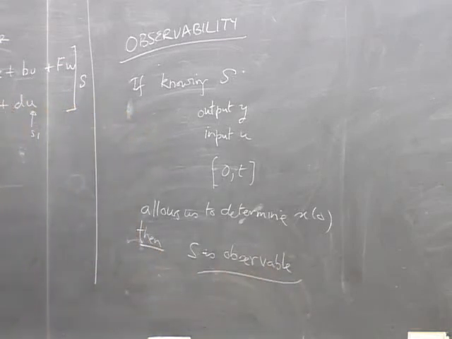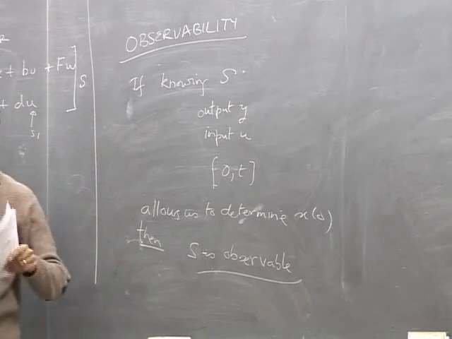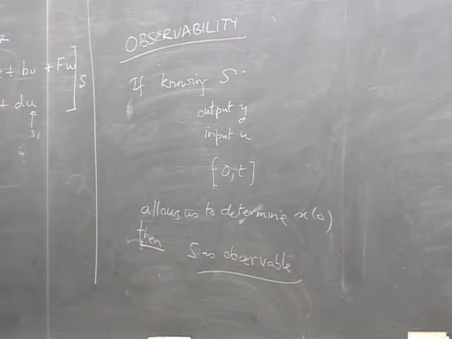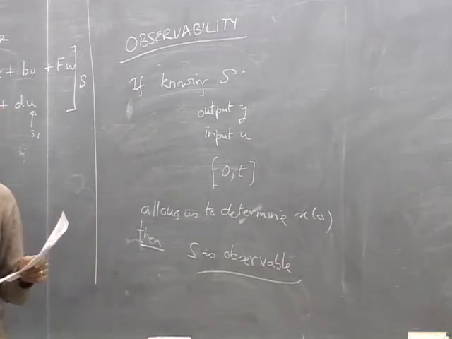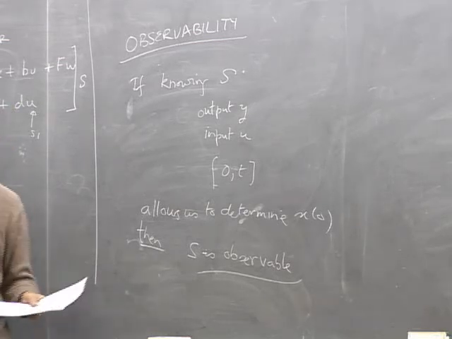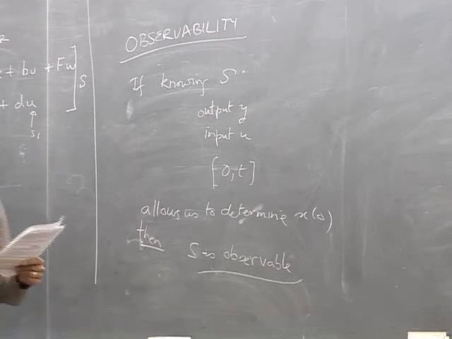That's the definition. So we know the equations somehow, and we're given some input. We control what the input is. It could be a step input. It could be anything we want, and we observe the output. And for some duration, at the end of it, I know exactly what x0 was. I know what the initial state was. If I can do that, then it's observable. That's the definition.